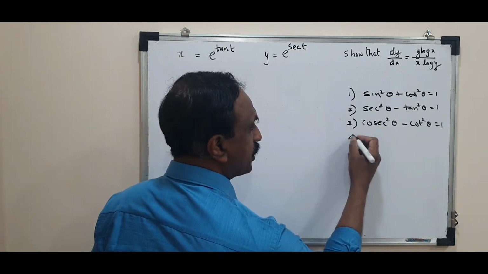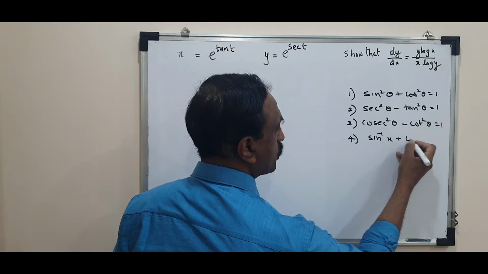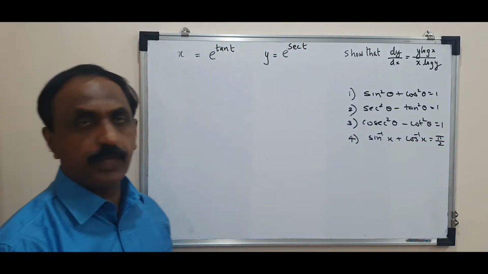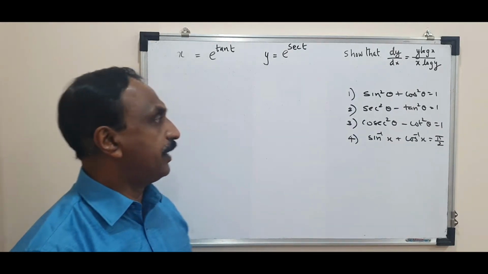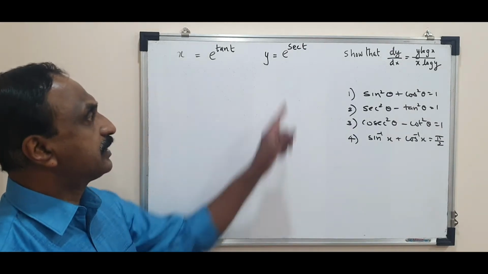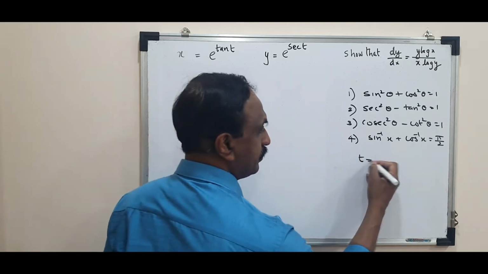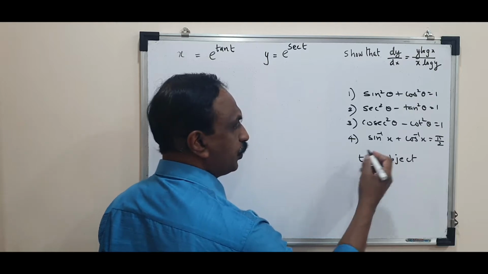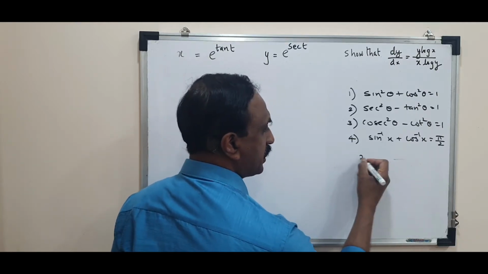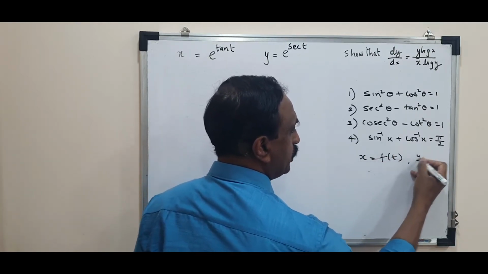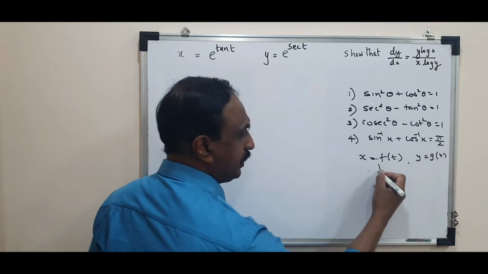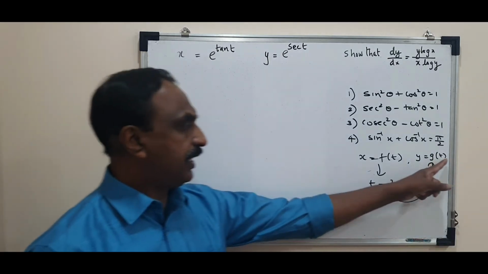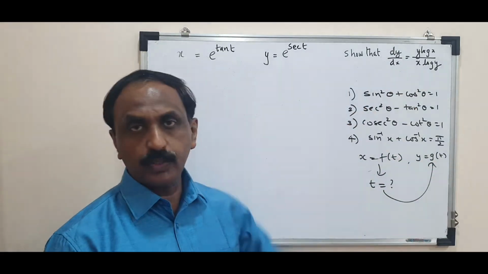Then if there is an inverse function, we can apply sin inverse x plus cos inverse x is pi by 2. Like this, tan inverse x plus cot inverse x is pi by 2. So for inverse functions, we may apply this formula to eliminate. Second method is to make t the subject and substitute in y. So let's say x is f of t, y is g of t. From here, make t the subject and substitute in this. So t will be eliminated. Then you differentiate, and you can get the answer.